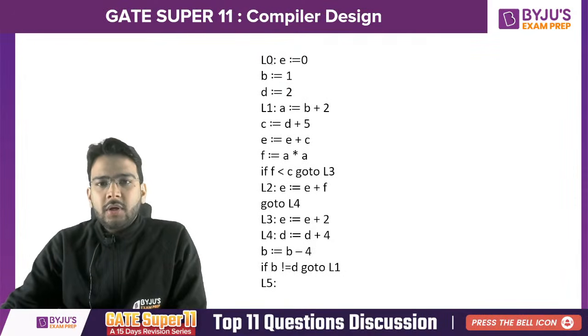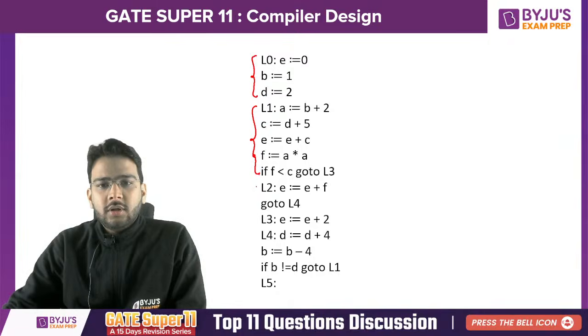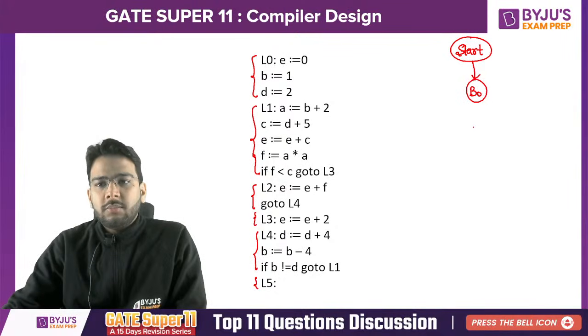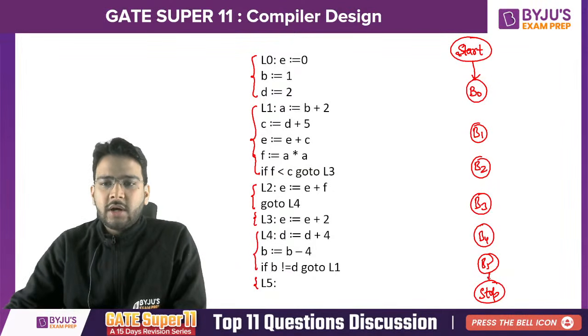Now here, if you see, this is one basic block. This is another basic block. This one till this point. Then we have this one as one basic block. Then this is one basic block, another, and so here we can write it. Let's say this is the start node we have to add. Then let's say B0 is the basic block. Then we have B1, then B2, B3, B4, B5, and let's say stop at the end, which we have to add.